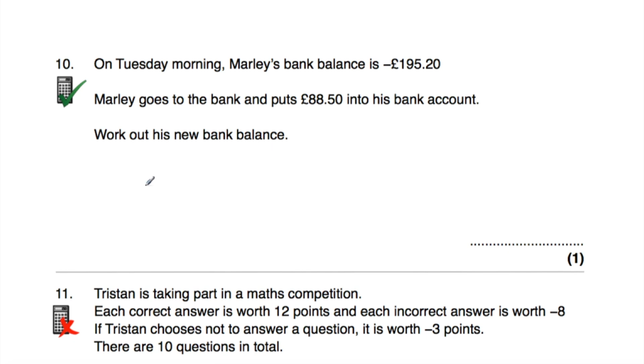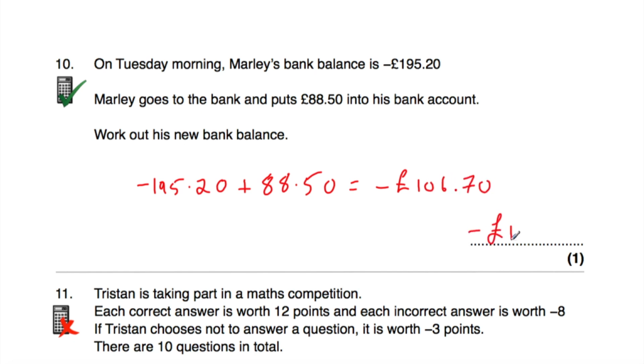So if we take how much money he's got in the bank to begin with, the minus £195.20, and we add in how much money he puts into the bank, which is £88.50, if we work that out, it'll tell us what his new bank balance will be. And it's a calculator question, and we can just type that into our calculator. So we just type in minus £195.20 plus £88.50, and the answer would be minus £106.70. So that means he's still overdrawn, and he'll be overdrawn by £106.70, but he's not as overdrawn as he was, so he's gone back up towards zero.